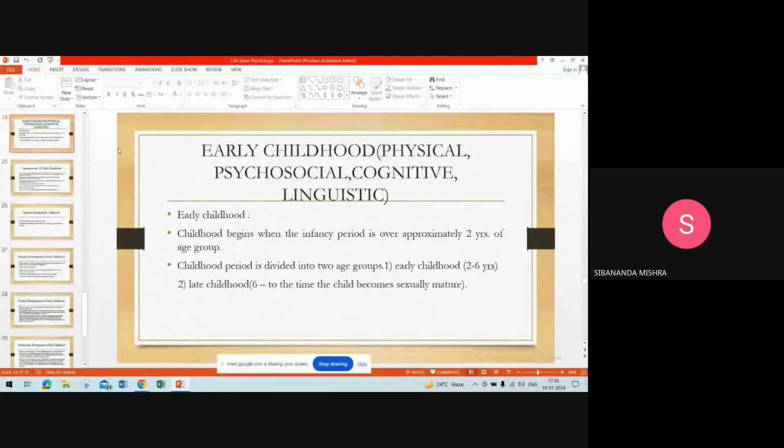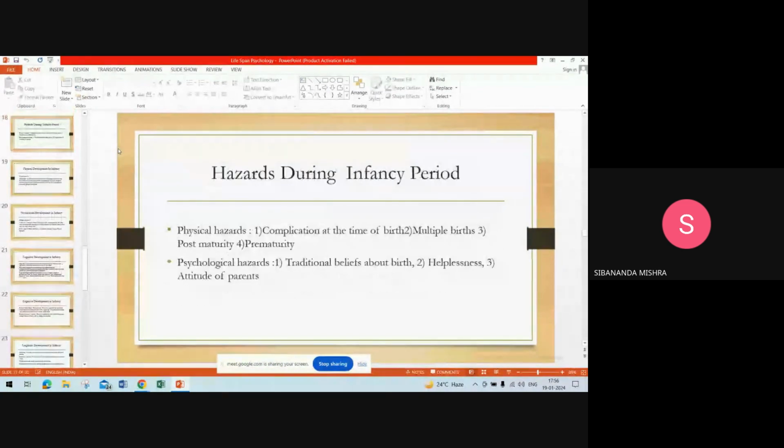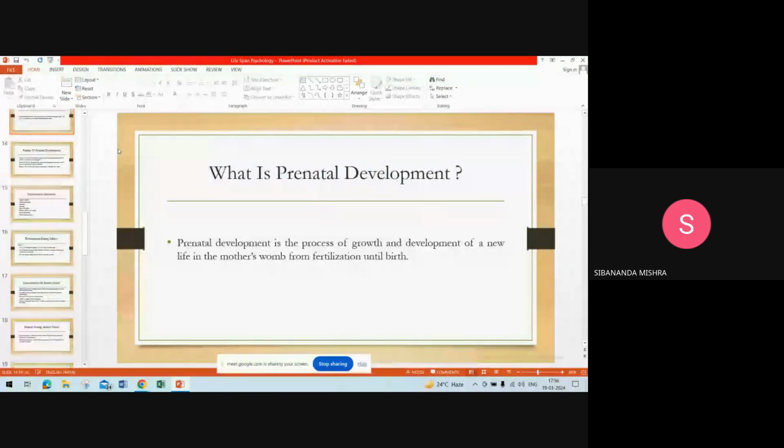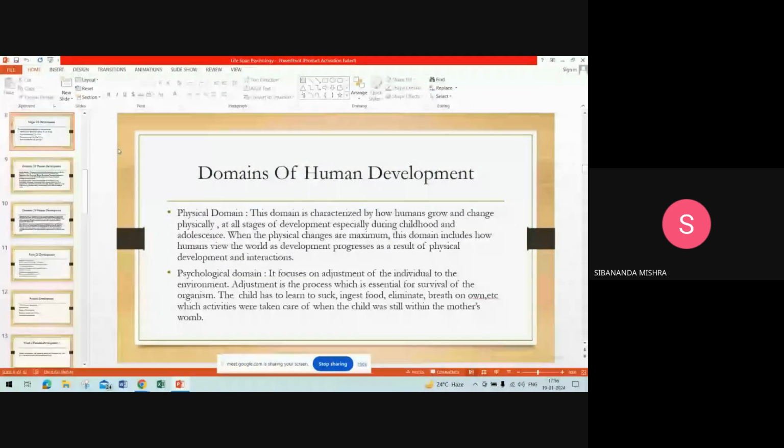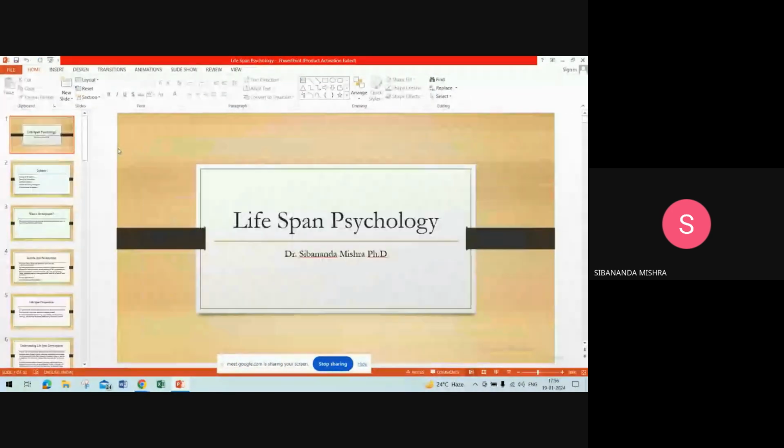There are actually 4 units in the block. Four units are there. The first one is, just a minute, neonatal, infancy, and early childhood. The first one is development. Concept of development.